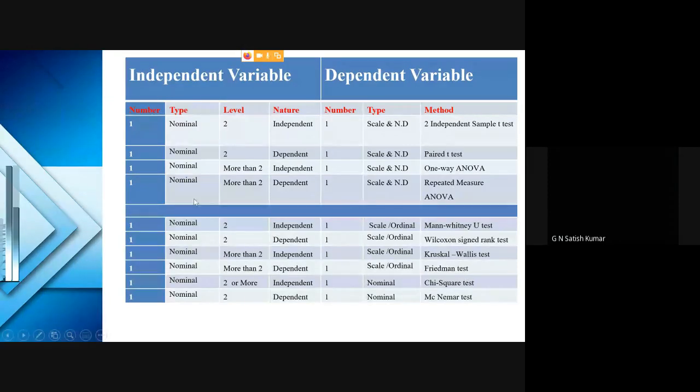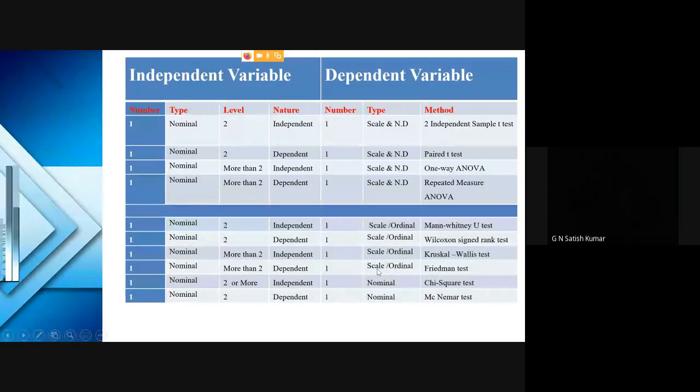You can see the independent variables are both nominal, levels are more than 2, both are dependent in nature, and for the dependent variable, the number is 1. Here it is scale data and normally distributed, but here it is only scale data, means we don't have to see the condition of normality. And even if the data is ordinal, we can use it. This is the Friedman test you can use.